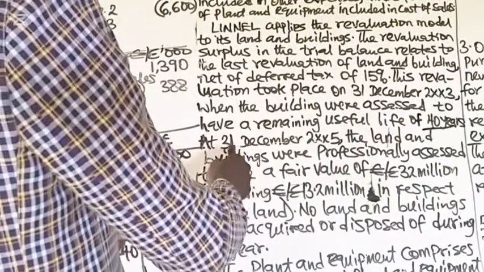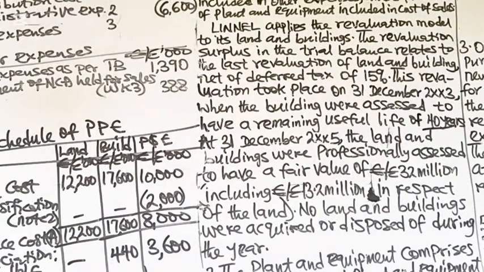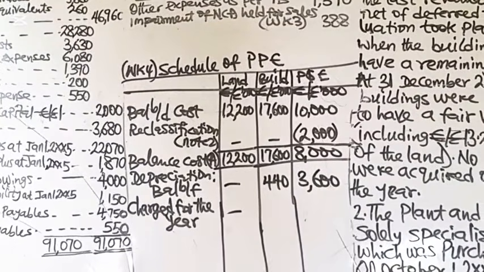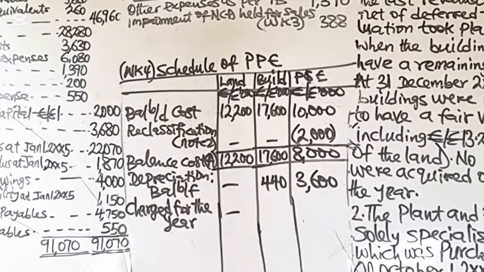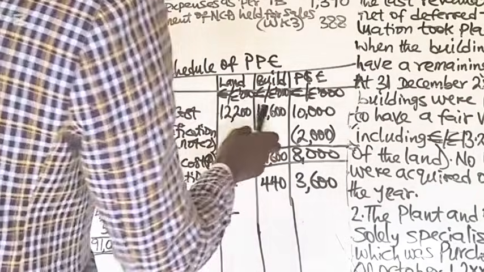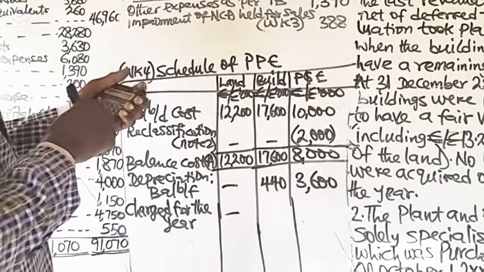The last revaluation took place on December 2003 when the buildings were assessed to have a remaining useful life of 40 years. So at 31st December 2005, the land and building were professionally assessed to have a fair value of 32 million. So the remaining life of the building is 40 years. Therefore, if you want to calculate the depreciation on the building, how much is the value of the building? 17,600. 17,600 divided by 40.